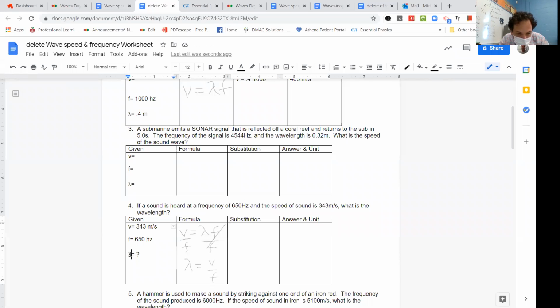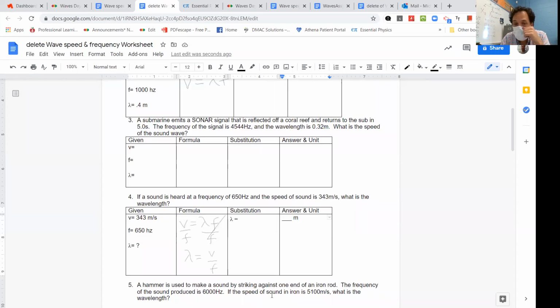So you could just copy this over here. So now we substitute. So I'm going to put velocity divided by frequency. And the units should be in meters, right? Because it's a distance. You can measure it with a ruler, wavelength to wavelength and all that. So that's number 4. One last one that I'll go over, I'll just give you the formula, is number 6.